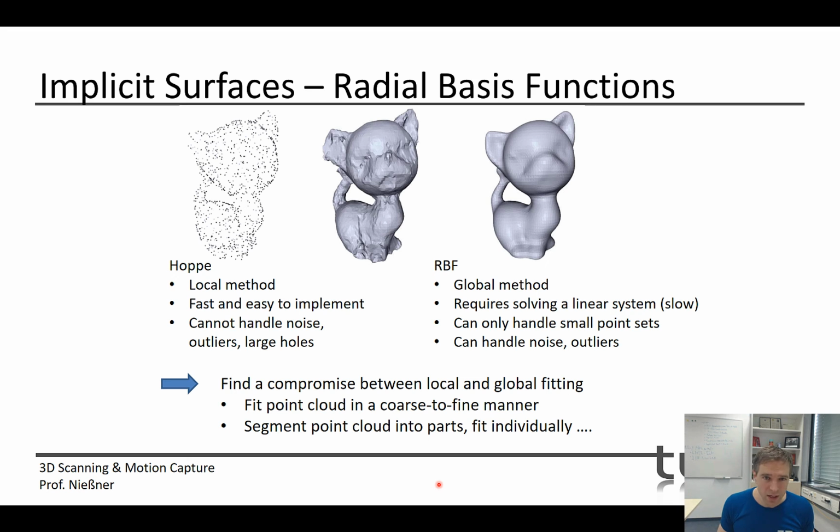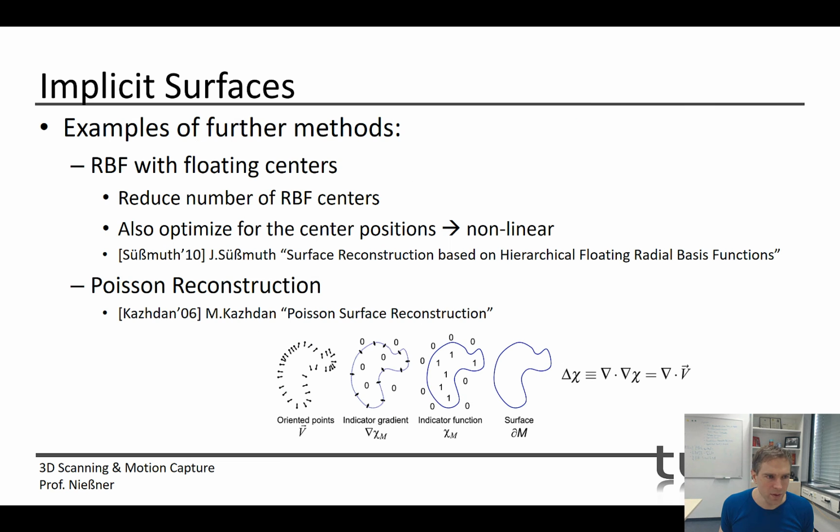I mean, I wanted to share a few of them. There's a couple of methods that go basically further here. There's radial basis functions with floating centers. Basically, the idea is to reduce the number of centers, but also optimize them jointly for the center positions. This becomes nonlinear, but it's more flexible and doesn't need as many centers anymore, which is good, because with fewer points, you can represent more complicated stuff.